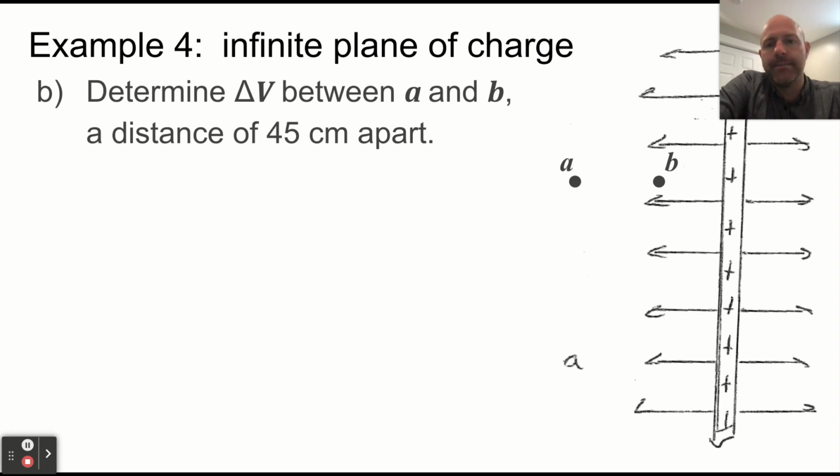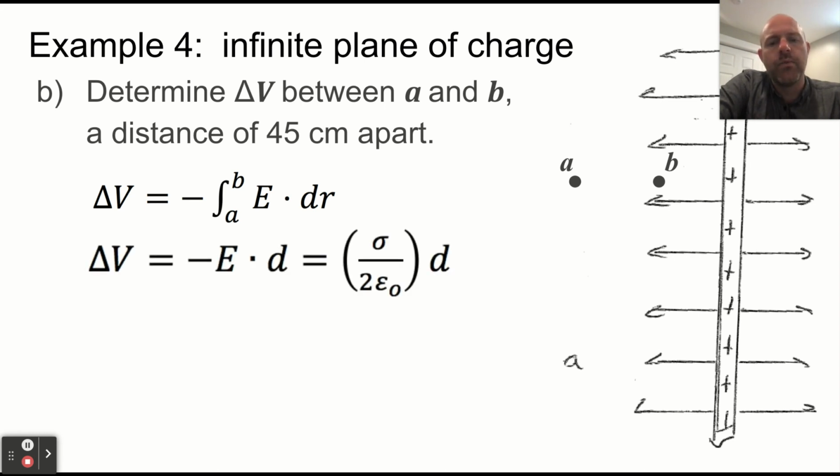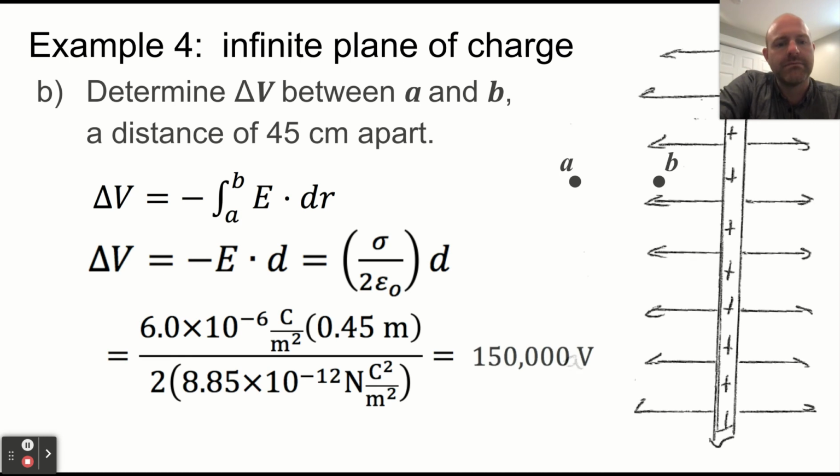So here we've got A and B, which are about 45 centimeters apart. The number isn't terribly important, but it allows us to do the calculation. The change in potential, or the potential difference, the voltage between these 2 points, is the negative integral from A to B of E dot dr. That's our formula. We, in this case, have a nice situation. We don't actually need to compute the integral because the electric field is constant, and the integral of dr from A to B is just the distance from A to B. We're calling that d here. And we get actually a fairly simple answer, 150,000 volts.